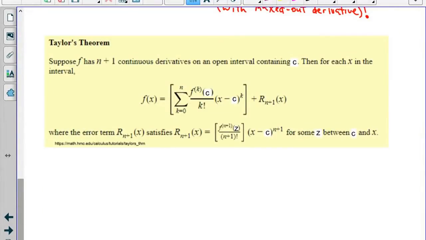So here it is written a little cleaner. I stole it from a website, and I gave credit to the website. Then I replaced all the letters that the website had with the letters that we had. But this is a nice clean way of writing it with summation notation and everything else.